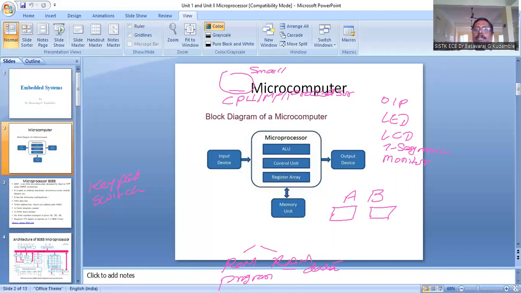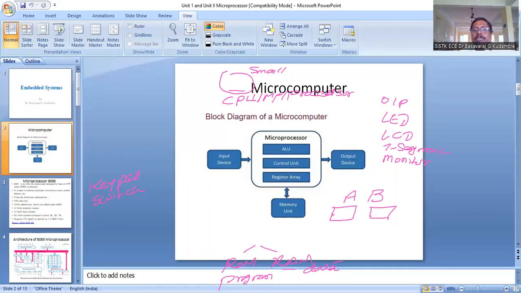ROM is permanent. Once we store the information, it remains as it is even though power is off. But in RAM, the data remains only while power is available. If power goes, the content of RAM will be erased. So your program is stored in ROM and data is stored in RAM.